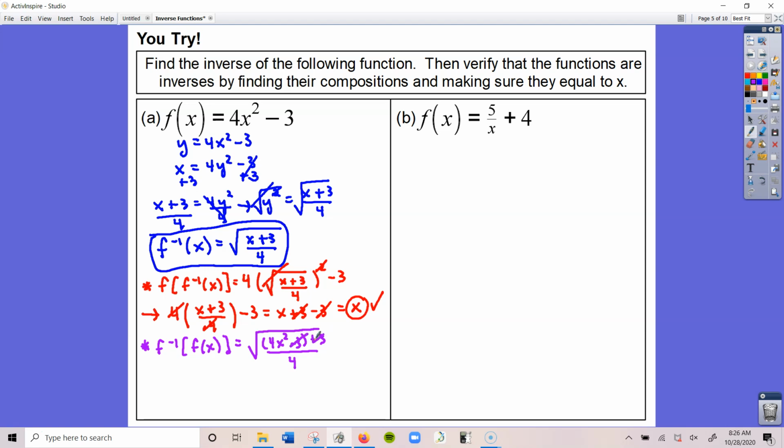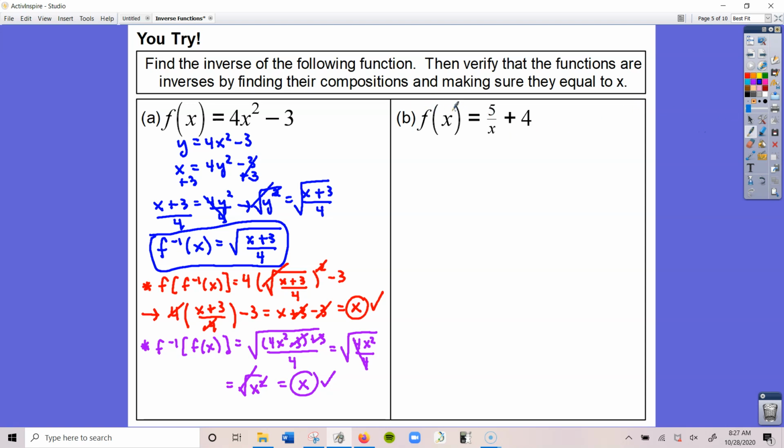So these 3's, bye. And so now what I have is the square root of 4x squared over 4. These 4's cancel. And all I have left is the square root of x squared, which the square root and the exponent do cancel, and I'm left with x. So far, everything is good. I have verified my inverse, and so we're ready to move on to the next question.